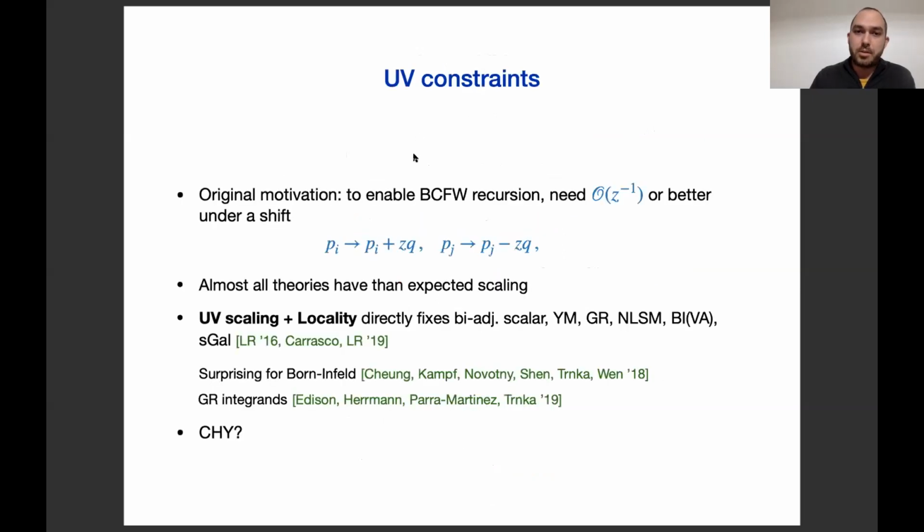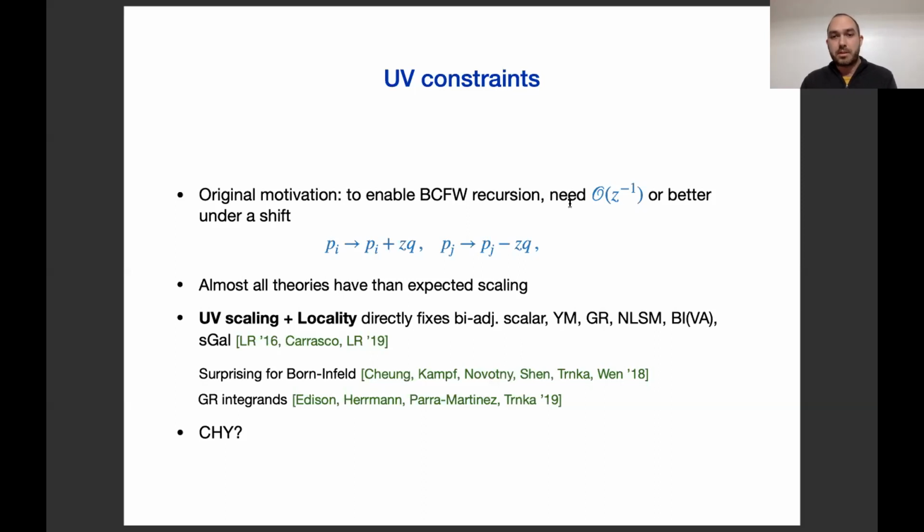Next are the UV constraints, which you might think will probably work in the same way. If some term shows up in the UV of a particle, but not another one, maybe a different particle has it, and so on. So all of these things are interrelated, but it's totally non-trivial how that can happen. Now, as for UV constraints, of course, the original motivation for these things was just to enable the BCFW recursion. So from a few years ago, we know that you need some scaling like this or better under some shift of, say, the momenta in the simplest case. And if you find that your amplitude has this scaling, then you can build it using a recursion. So that's great.